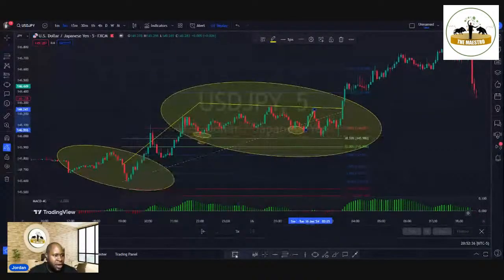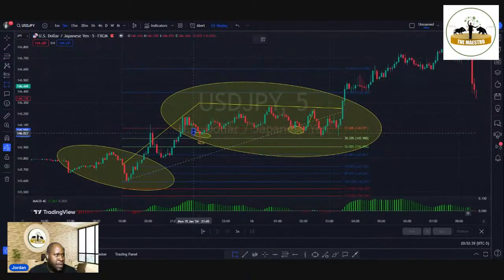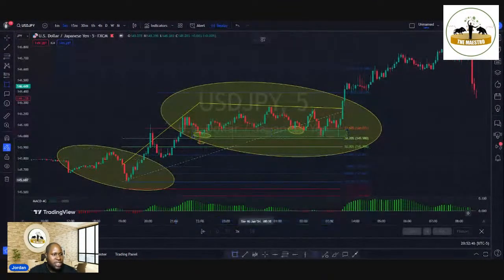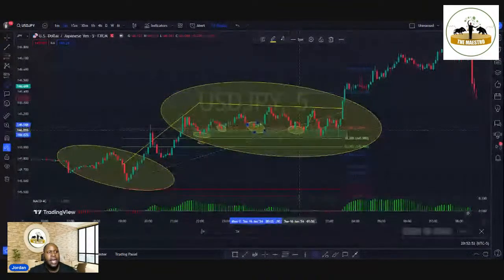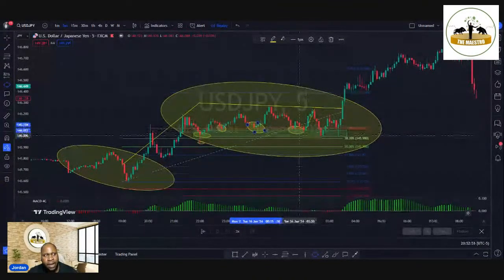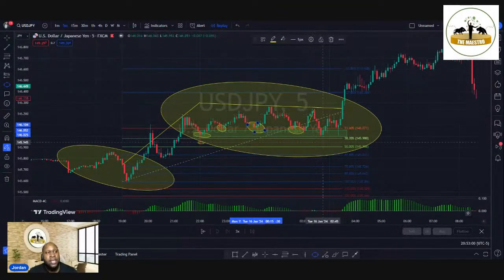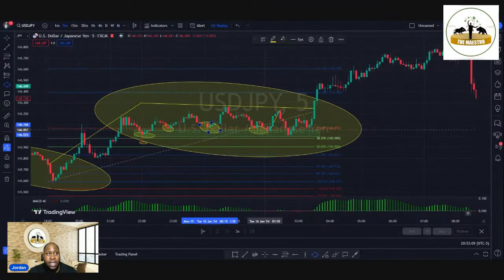Let me just draw the area so you can see. From here all the way across, it's shown me, as far as this area, it rejected it here the first time, here the second time, here the third time, and yet a fourth time. It's come back to this area and rejected it. The very next time price comes back to this area, I'm going to take the entry. Or if I'm early enough, I might just take the entry right over here. And this is a 5 minute.